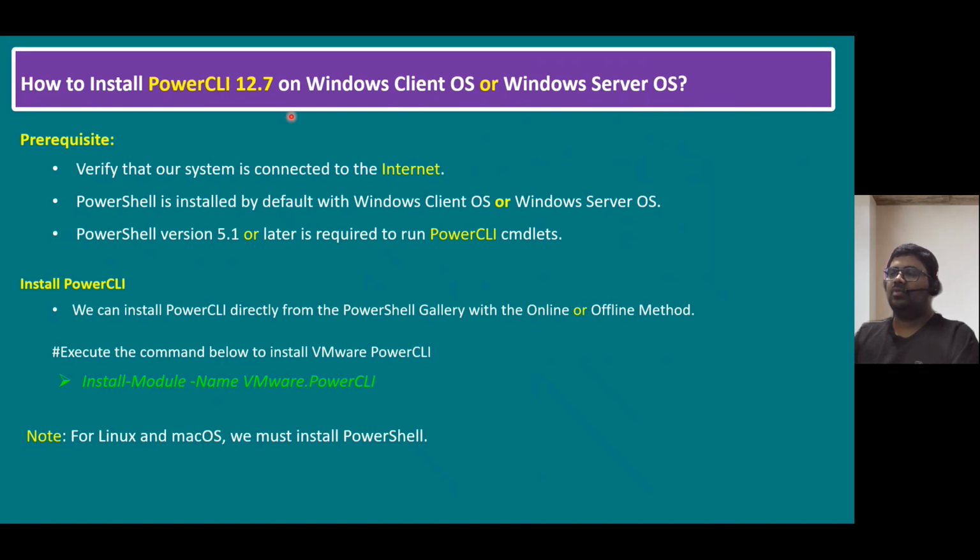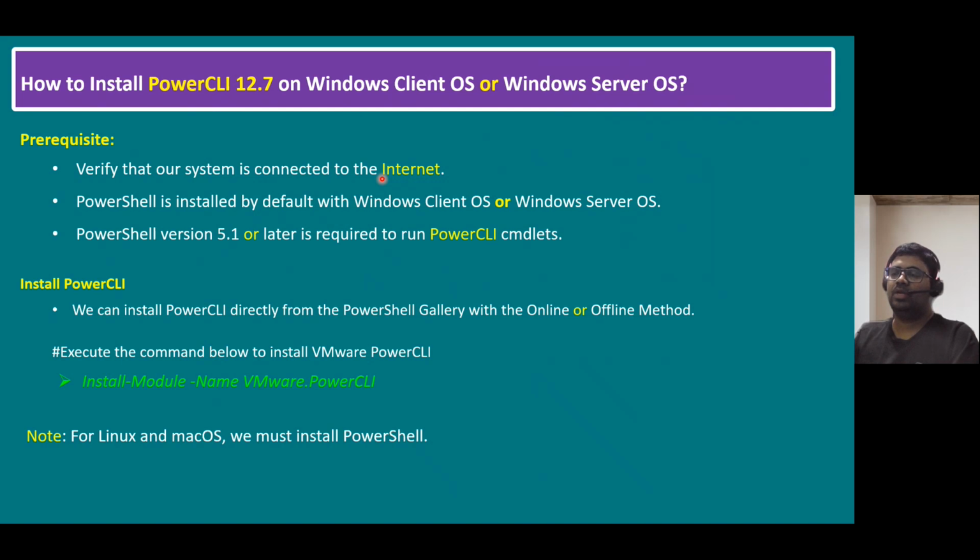Now it's time to discuss how to install PowerCLI version 12.7 on a client OS. But before installing, let's understand the prerequisites. That means what is required before installing PowerCLI: we have to verify that our system is connected to the internet. PowerShell is installed by default with client or server OS, and PowerShell version 5.1 or later is required to run PowerCLI commands. And here one key thing is, sometimes some customers' data centers may have dark sites.